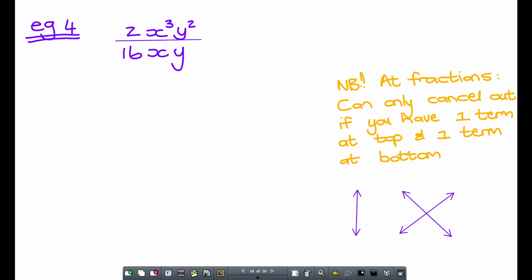Okay, you guys done with this example? Okay, so let's see. Over here you would have 2 will go into itself once, and 2 will go into 16 8 times. Then at the top I've got x to the power 3, and at the bottom x. So if I were to cancel out, I will only have left x to the power 2 at the top. Then y's, I've got y to the power 2, and at the bottom y. So I can only take out y at each one of them. So meaning it would look like that.